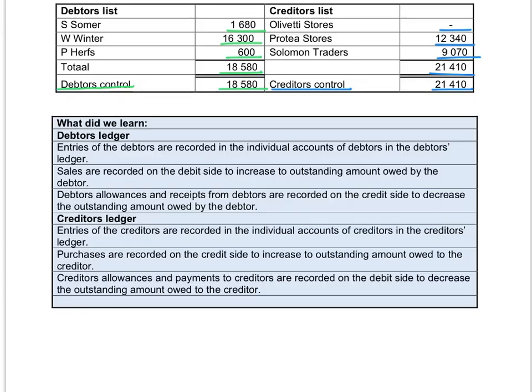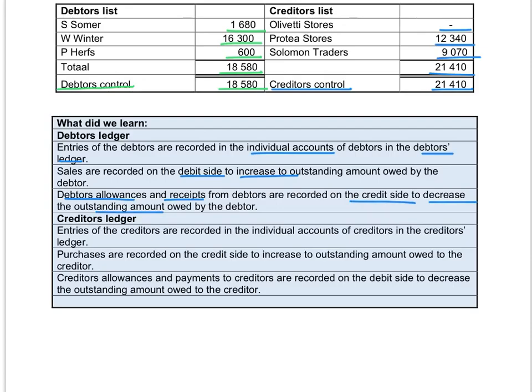What did we learn? Entries of the debtors are recorded in the individual accounts of the debtors in the debtors ledger. Sales are recorded on the debit side to increase the outstanding amount. Debtors' allowances and receipts from debtors will be recorded on the credit side to decrease the outstanding amount of the debtor.